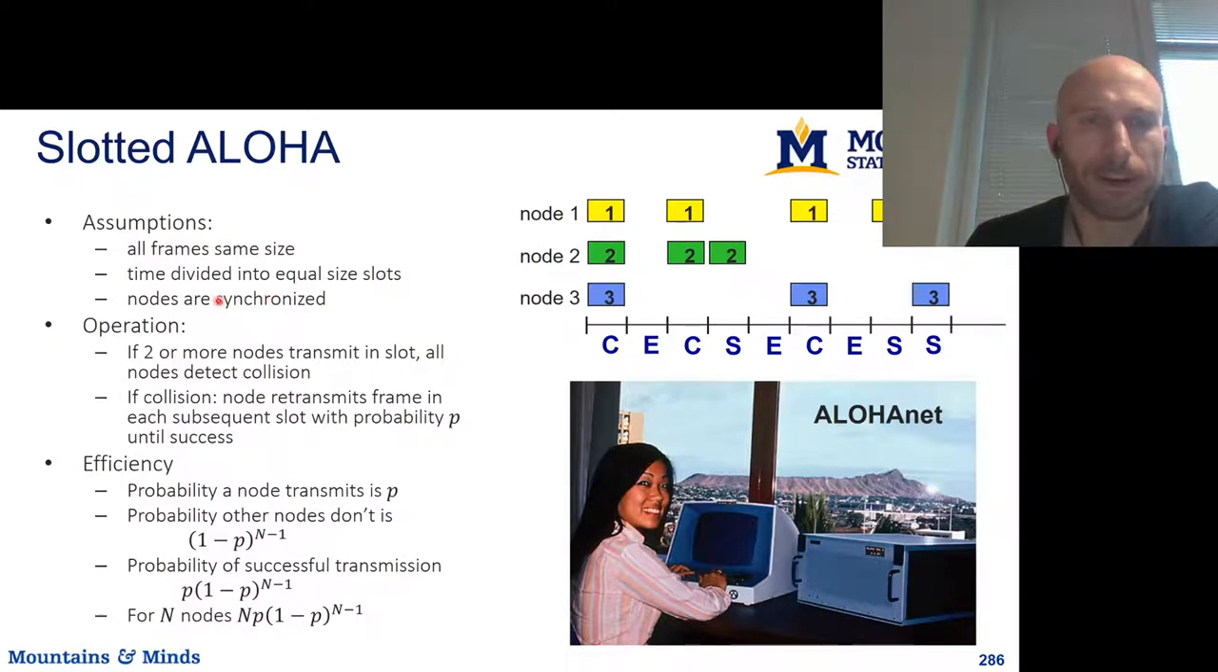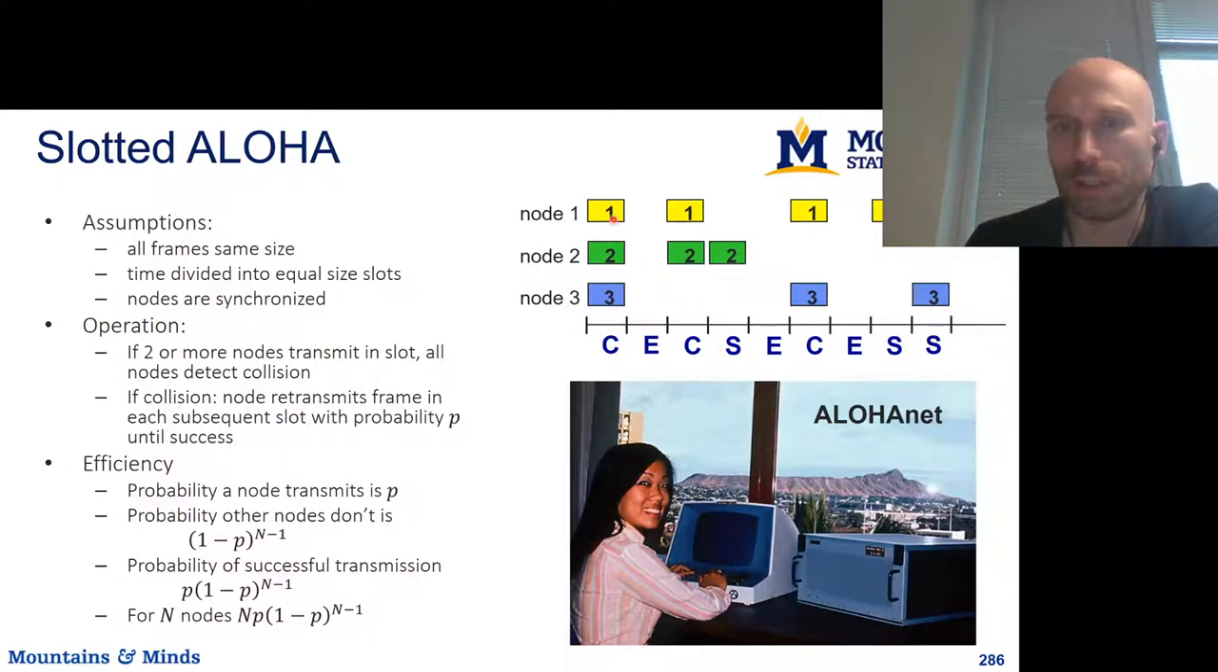Okay, so if two or more nodes transmit in a slot, we're going to assume that this is a collision. So we have a collision here, here, and here. It's also possible that nodes don't transmit in any slot, which is an empty slot, or that only one of them does, and that is deemed a success, meaning that someone can decode this data because it's not obscured by other data being transmitted at the same time. Okay? So we can then ask, what is the efficiency of this protocol?